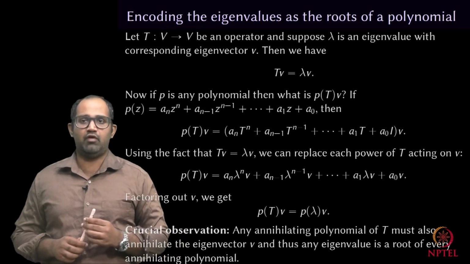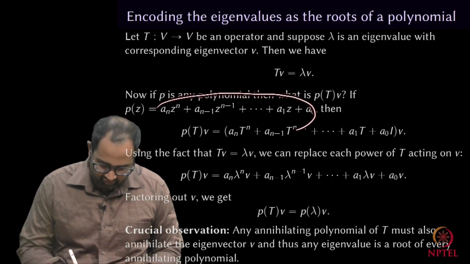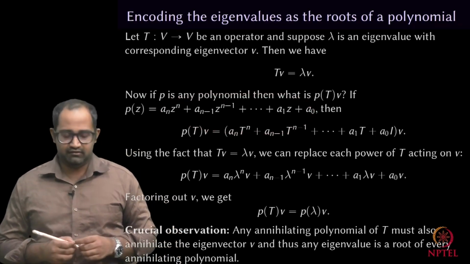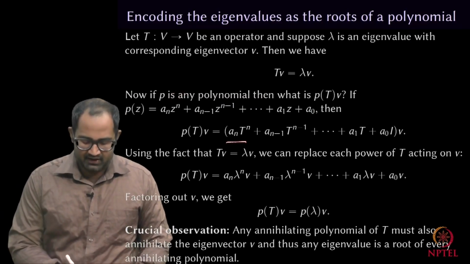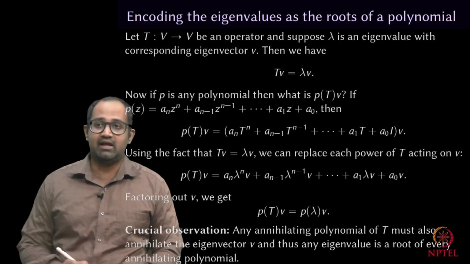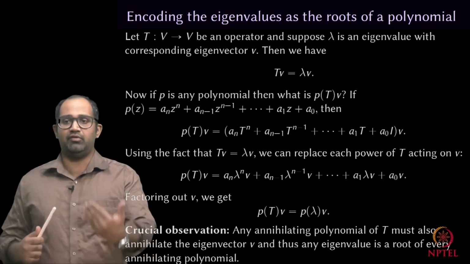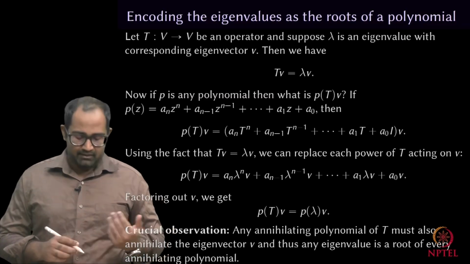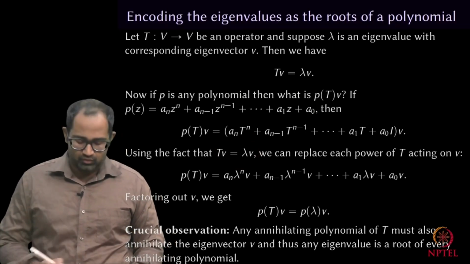I hope you got this. It's a rather straightforward computation. Write out the polynomial as a_n z to the power n plus dot dot dot plus a_0. Then by definition, P of T is, in the place of z, you just chuck in T. So you get a_n T to the power n plus dot dot dot plus a_1 T plus a_0 times identity, applied to v. Let me recall again, T to the power n just means T composed with itself n times.